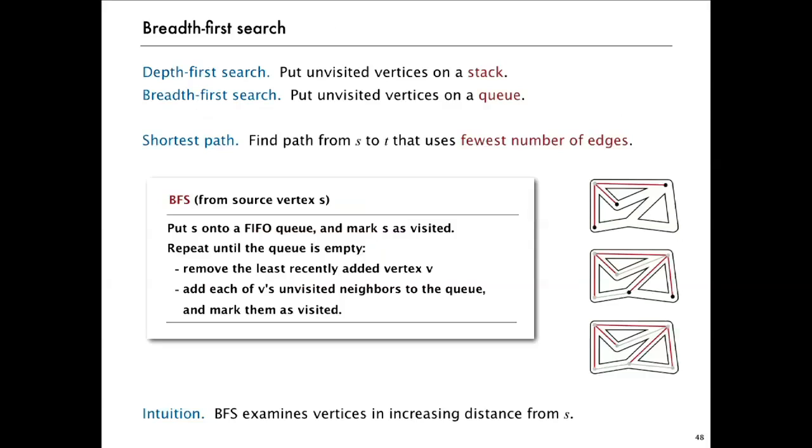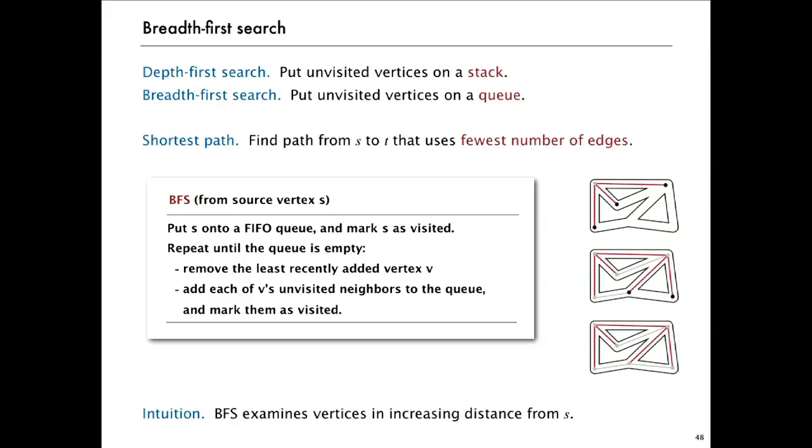All right, so now we've considered two different methods for processing all vertices in a graph, and actually they're quite closely related, even though the computations are quite different. Essentially, depth-first search uses recursion, so it corresponds to putting unvisited vertices on a stack. In breadth-first search, we explicitly put the unvisited vertices on the queue.